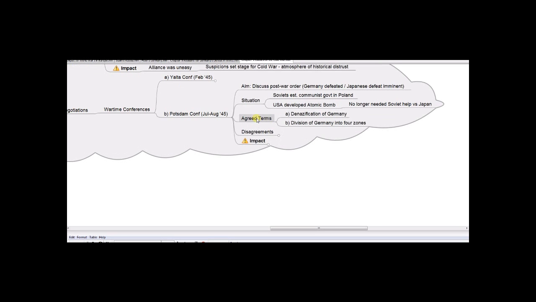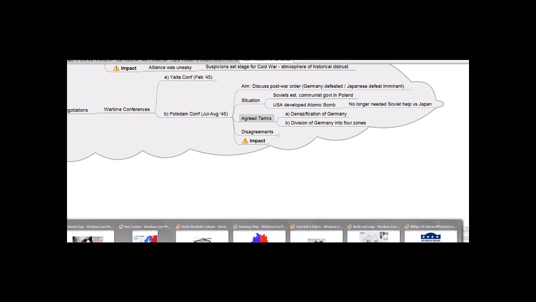And so, because they understood the devastating potential of the atomic bomb and how it could be used on Japan, they found that they no longer needed Soviet help against Japan. So they no longer needed to rely on the Soviets. So of course, they would be less likely to give in to Soviet demands because they didn't need the Soviet Union anymore. Okay, let's look at what was agreed at Potsdam.